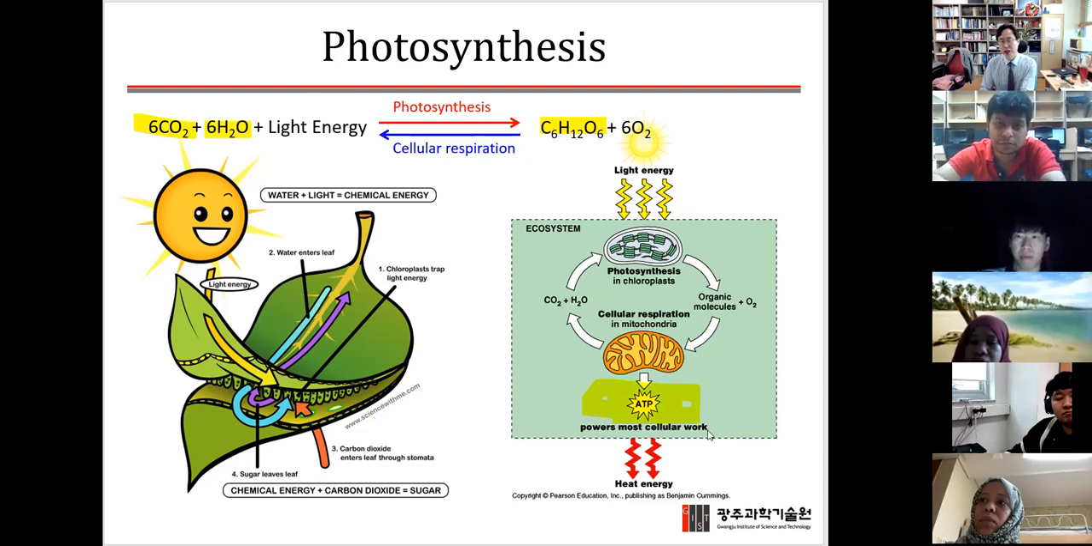But in terms of energy, producing ATP from the glucose and oxygen is not very efficient. Actually, most of this process, the cellular respiration process, is used to produce heat so that we can maintain our body temperature.